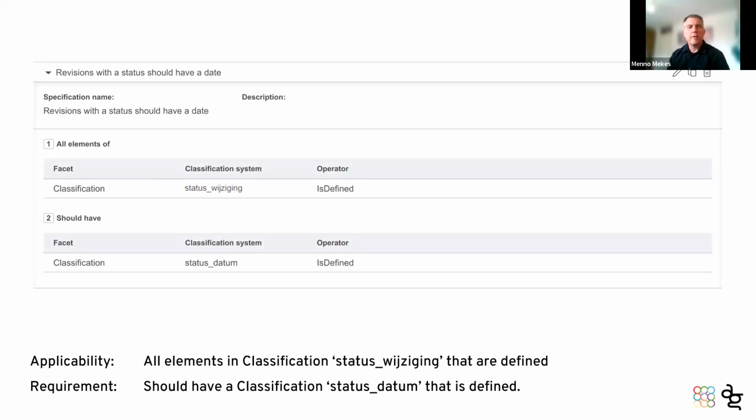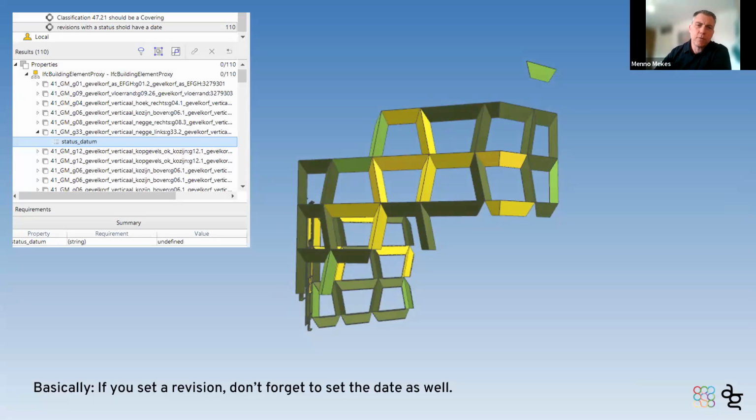And this is basically a great deal of what IDS checking will be about. Not if the data is correct, but first the presence of data. So the applicability here is all elements in classification status wijziging that are defined. So you just find every element in the model that has a revision. If we find those, then the requirement should be, it also should have a date set. So basically, if you set a revision, don't forget to set the date as well.